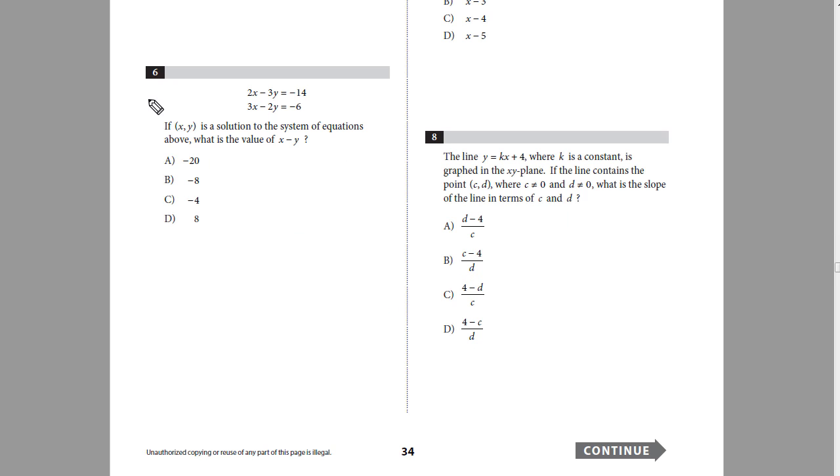Question number 6. 2x minus 3y is equal to negative 14. 3x minus 2y is equal to negative 6. If xy is the solution to the system of equations above, what is the value of x minus y? So we have to find out the value of x minus y. In order to find out the value, we have to find out the value of x, and then we will work out the value of y, and then we will take the difference.